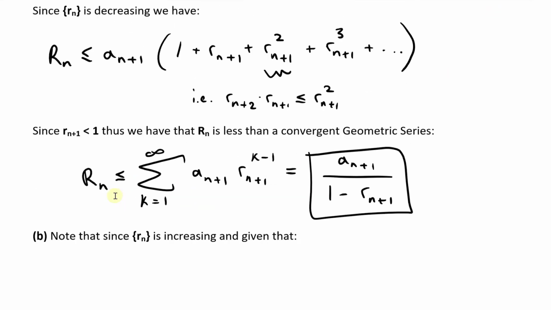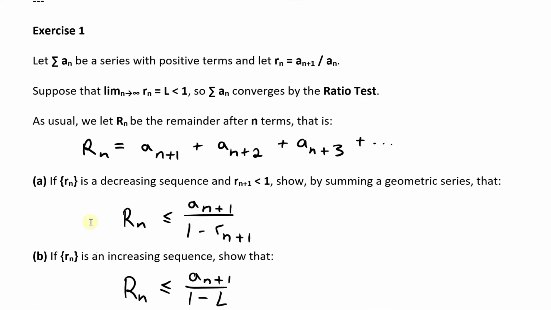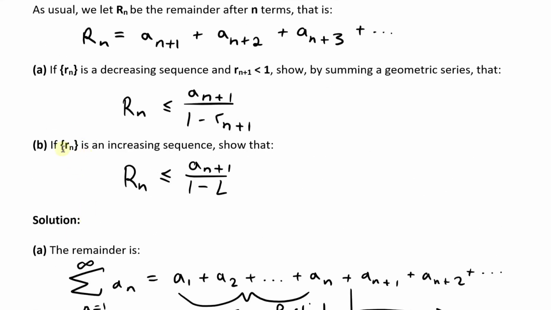Alright, so now let's look at part B of this exercise. Scroll up here. If the sequence R_n is an increasing sequence, show that R_n is less than or equal to a_(n+1) divided by 1 minus L. So the only difference is this one's increasing, and we have it such that it's like this.